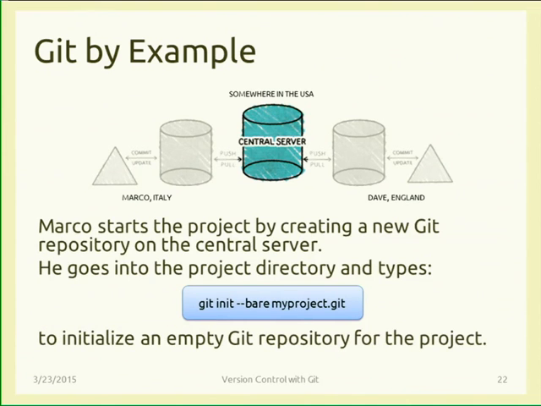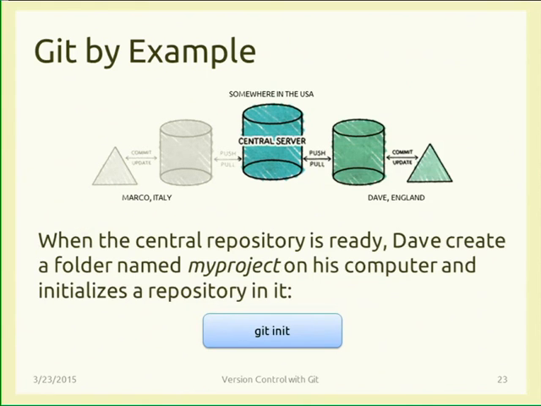So, the first thing to do is to create a remote repository. In GitHub, there is a web interface, as in most services that provide a remote repository, where you compile a form and you create a repository. By command line, you have to write on the server git init --bare and the name of the repository, for example, myproject.git. Then, when a central repository is created, a person can start working on their project.